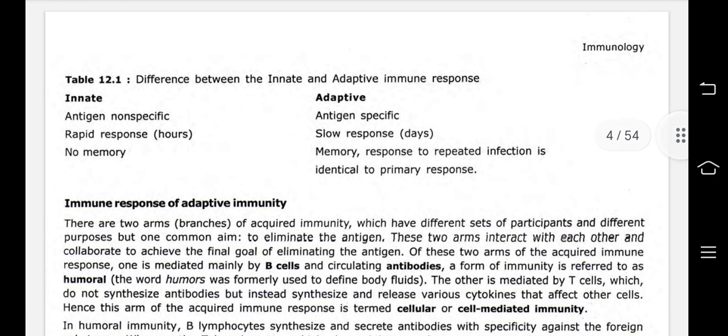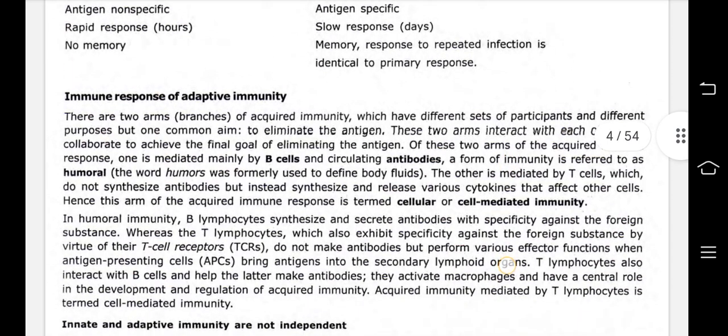Difference between the innate and adaptive immune response. Innate: antigen non-specific, rapid response, hours, no memory. But adaptive immunity: antigen specific, slow response, days. Memory: the response to repeated infection is faster than the primary response.